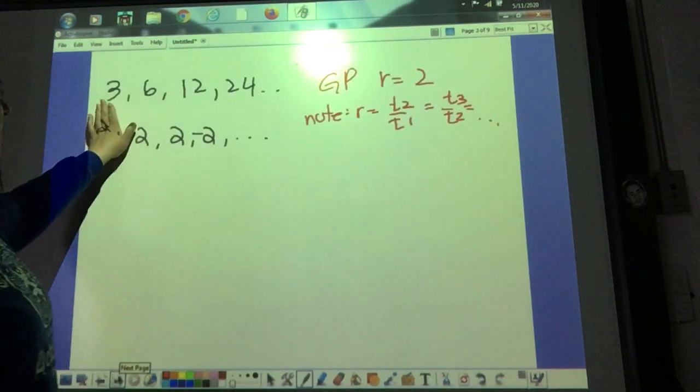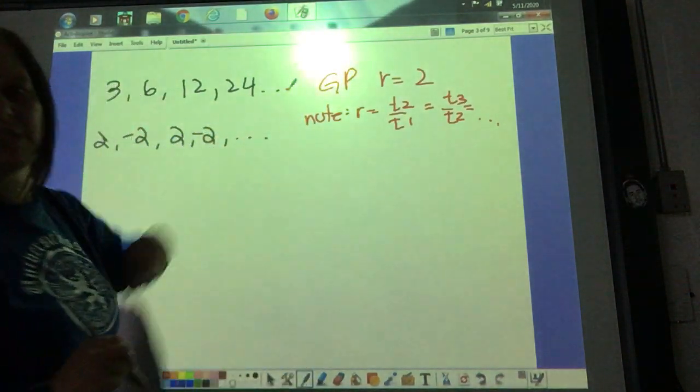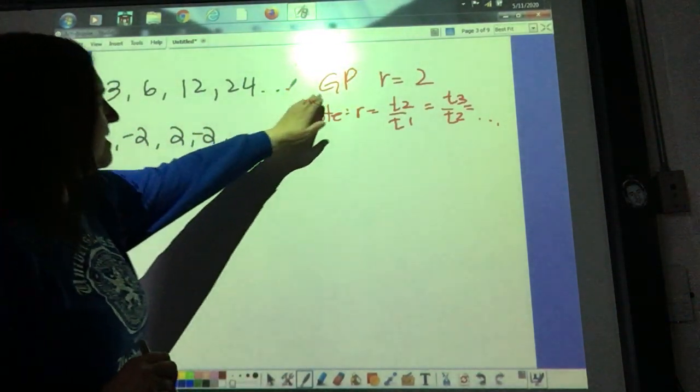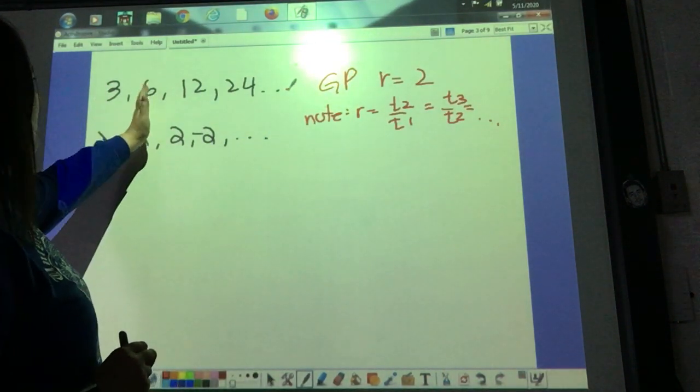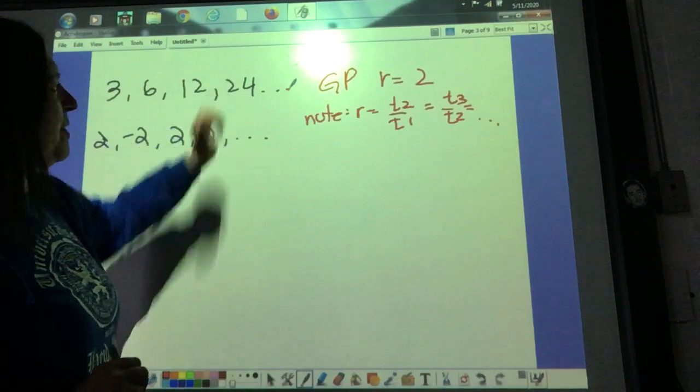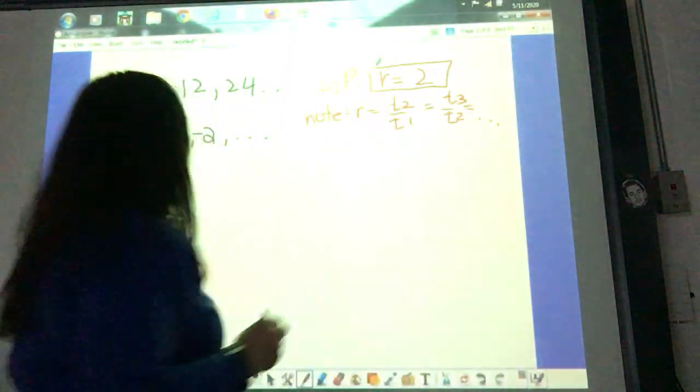The first example: 3, 6, 12, 24, dot, dot, dot. The three dots mean that the pattern continues. That's a GP, a geometric progression or geometric sequence. We're multiplying by 2 every time, so it is a geometric progression, and your R value is 2. Now that's easy to tell.